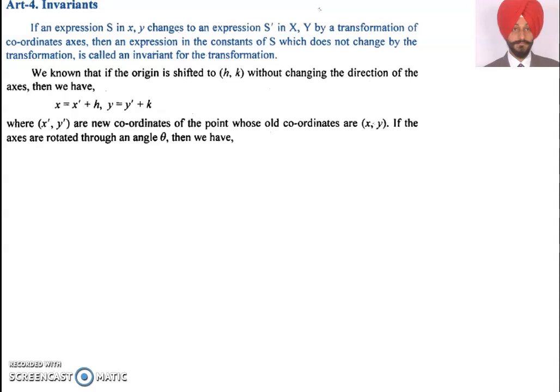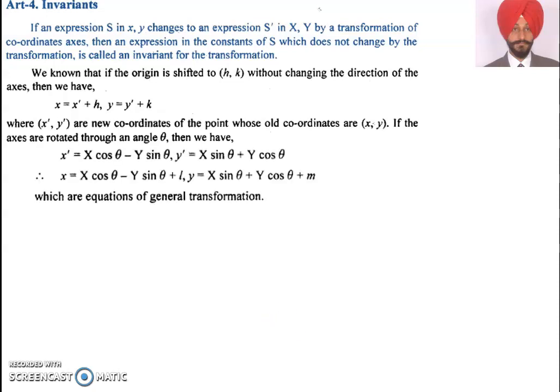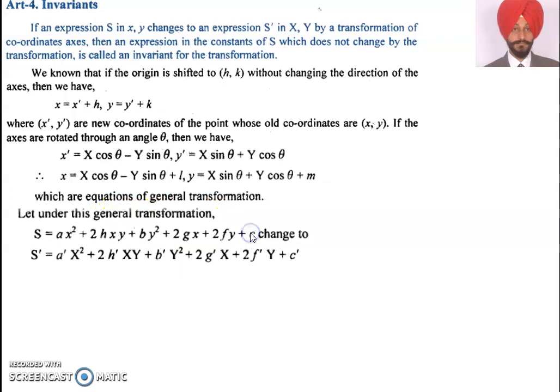If the axes are rotated through an angle theta, then we have x is equal to x dash cos theta minus y dash sin theta, and y is equal to x dash sin theta plus y dash cos theta. If we shift and rotate together, x is equal to x dash cos theta minus y dash sin theta plus l, and y is equal to x dash sin theta plus y dash cos theta plus m, which are the equations of the general transformation.